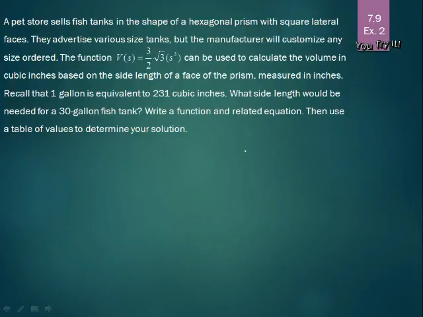A pet store sells fish tanks in the shape of a hexagonal prism with square lateral faces. They advertise various size tanks, but the manufacturer will customize any size ordered. The function V(s) = (3/2)√3 s³ can be used to calculate the volume in cubic inches based on the side length of a face of the prism, measured in inches. Recall that 1 gallon is equivalent to 231 cubic inches.